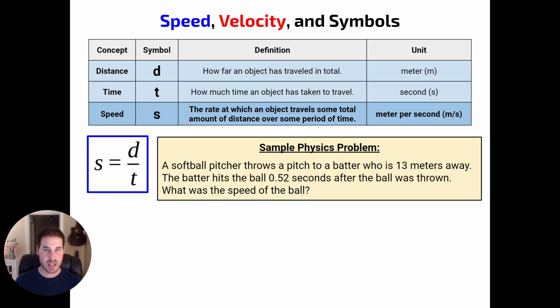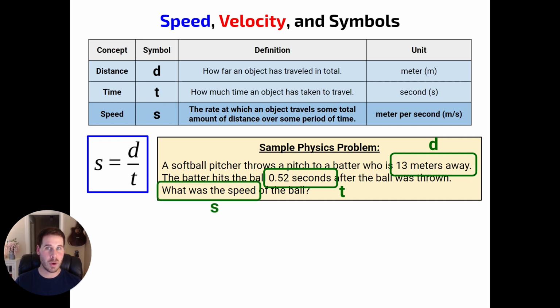So, the sample physics problem goes: a softball pitcher throws a pitch to a batter who is 13 meters away. The batter hits the ball 0.52 seconds after the ball was thrown. What was the speed of the ball? So the first thing I notice is that I'm being given a measurement of distance, which is the 13 meters away. I'm also being given a time measurement, which is the 0.52 seconds, and I'm being asked for the speed of the ball.